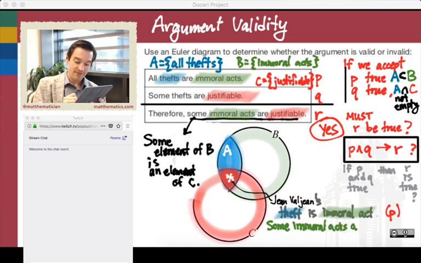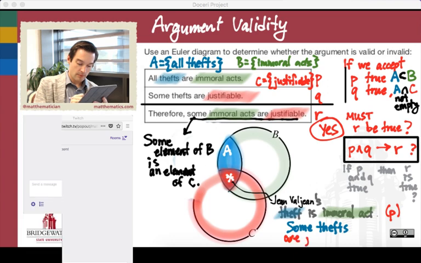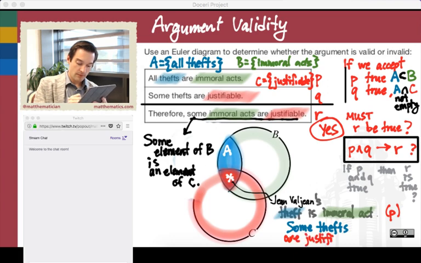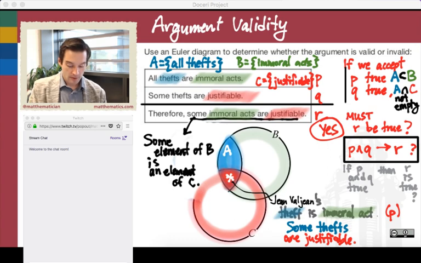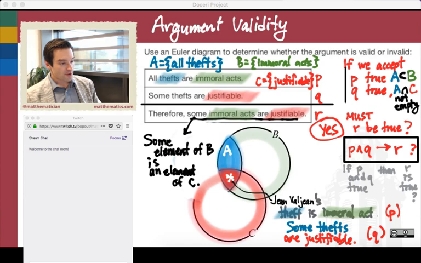Wait a second. Some immoral acts are justifiable. Oh, sorry, some thefts. My fault. Let's try that again. Some thefts are justifiable. Right? That's our premise Q. And so the question is, is it true that there's some immoral act which is justifiable?